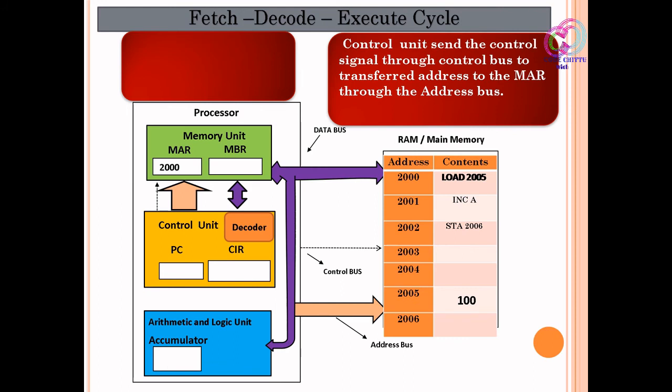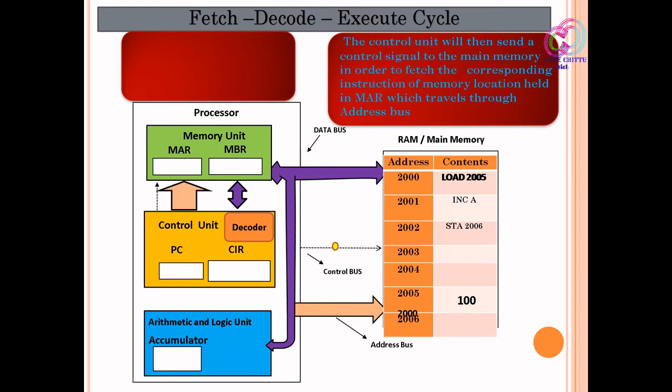Now from MAR, through the address bus. Here it is the data bus, so through the address bus, what is happening? The control unit will then send a control signal to the main memory, you can see the control signal is also shown here, in order to fetch the instruction at the memory location held in the MAR, which travels through the address bus. So from MAR through the address bus, it is transferred to the RAM main memory, and it is searching for the address, the 2000 address.